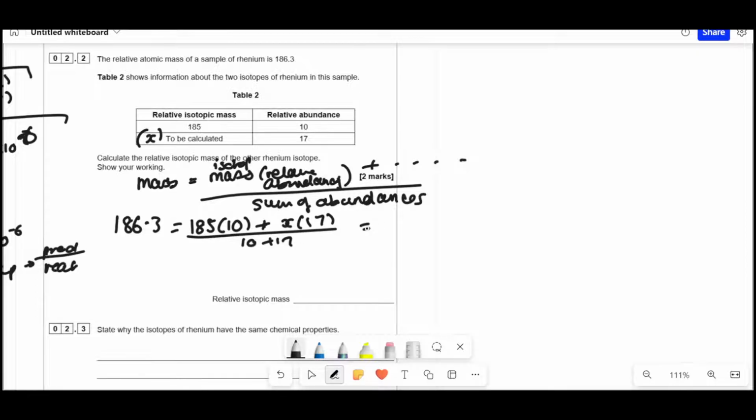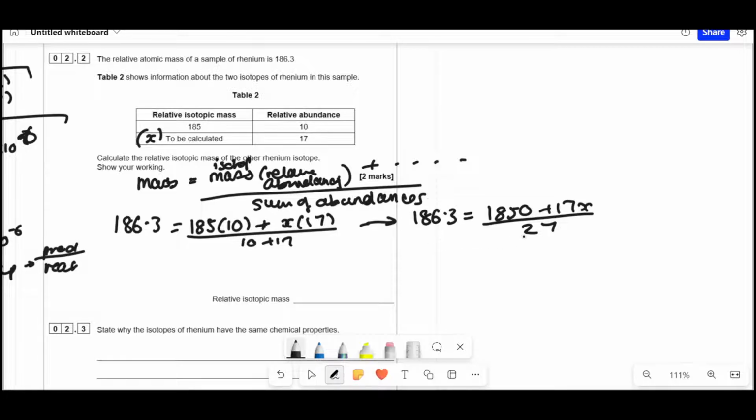So if we then tidy this up a little bit, that would be 186.3 equals 1850 plus 17x all over 27. So then you times both sides by 27. Don't just say, oh, I'm bringing this up and doing that down. You're timesing both sides by them. I've seen mistakes where people just bring things up and down and don't realize that you can't do that all the time. If it was, I don't know, this plus a, then it would be 27a as well. And people forget that you can't just drag that down there.